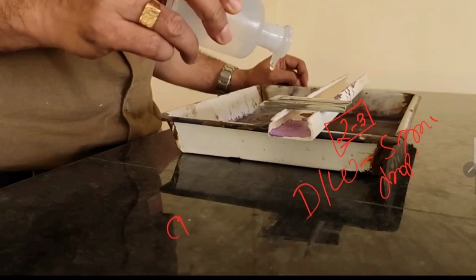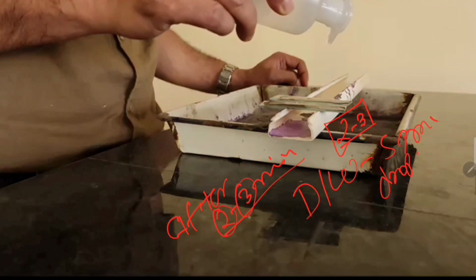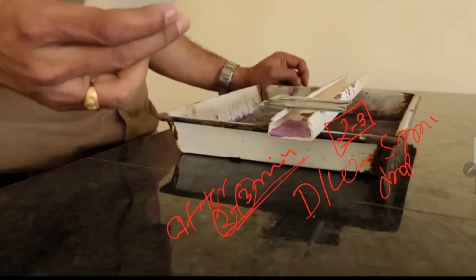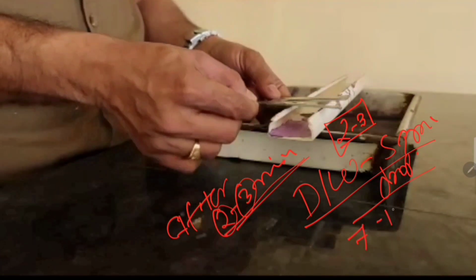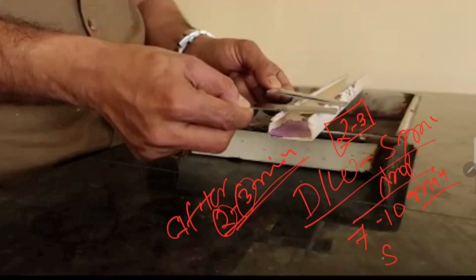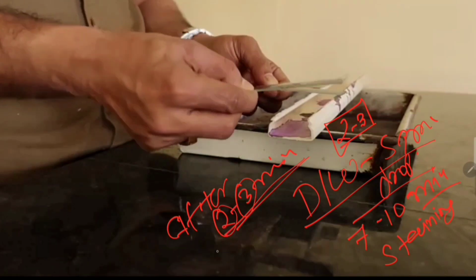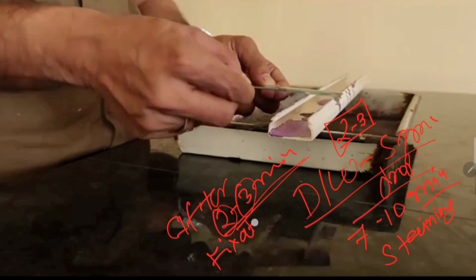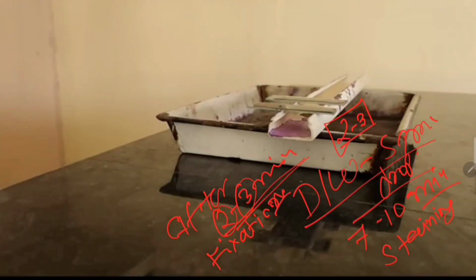After 2 to 3 minutes, you can choose any, it may be 2 minutes, 2 minutes 30 seconds, or 3 minutes. Then I am adding the same number of drops of distilled water, and now we will wait for 7 to 10 minutes. 7 to 10 minutes is the staining time. The first 2 to 3 minutes was actually the fixation time.